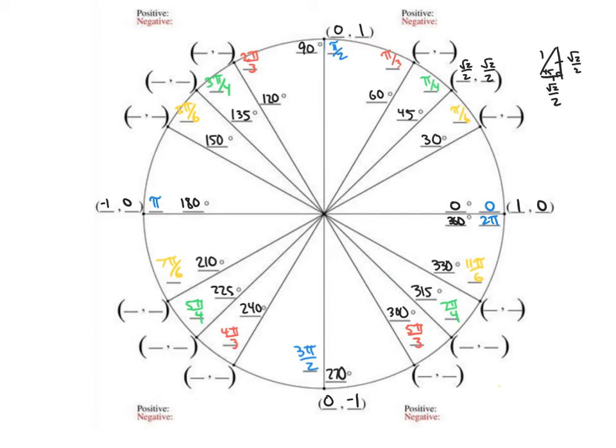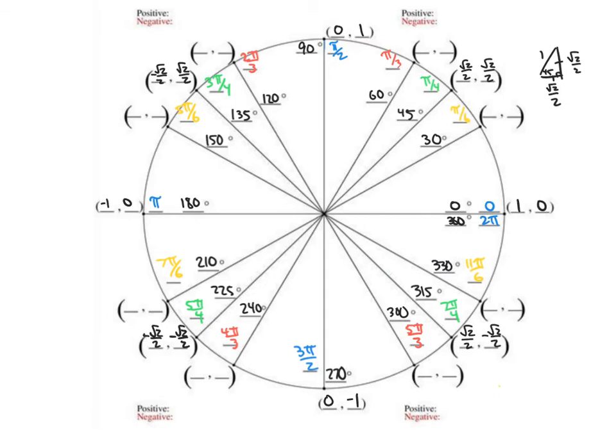Now in quadrant 2, the 135 degree angle is going to be the same thing. It has the same 45 degree reference angle, but the x coordinate is negative. So it's negative root 2 over 2, and then y is positive root 2 over 2. In quadrant 3, both the x and y are negative, so we're going to have negative root 2 over 2 and negative root 2 over 2 for the 225 degree angle, or 5 pi over 4. And then in quadrant 4, x is positive and y is negative. So it's positive square root of 2 over 2 for x and negative square root of 2 over 2 for y.